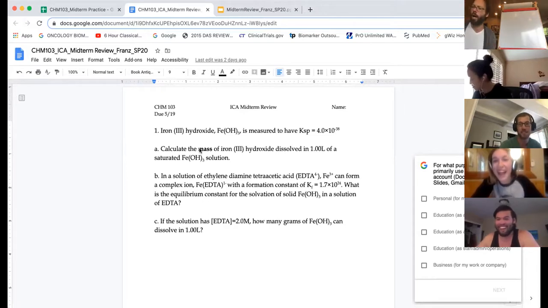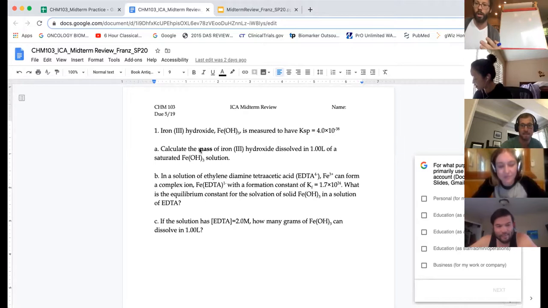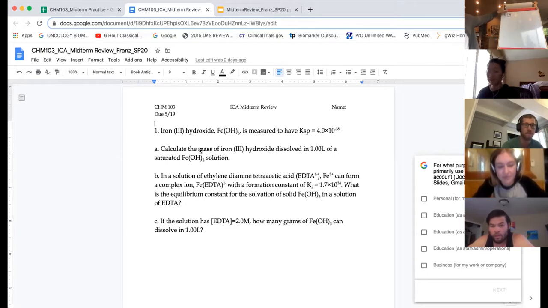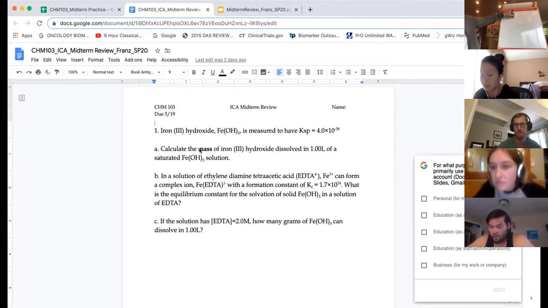But all right, so with this, we got to know the equilibrium equation, right? So essentially, we're having iron 3 hydroxide, and that's a solid.